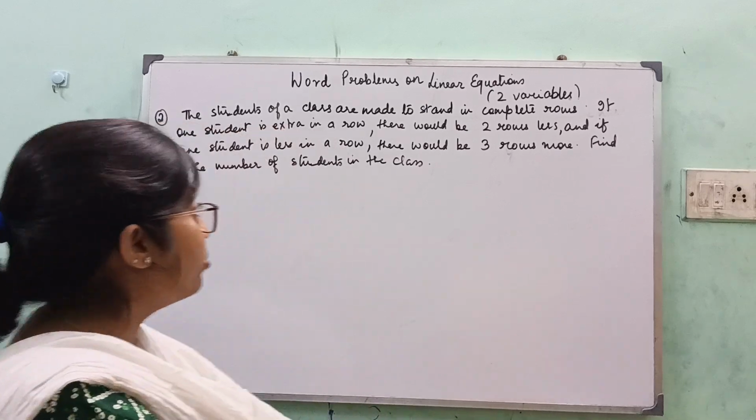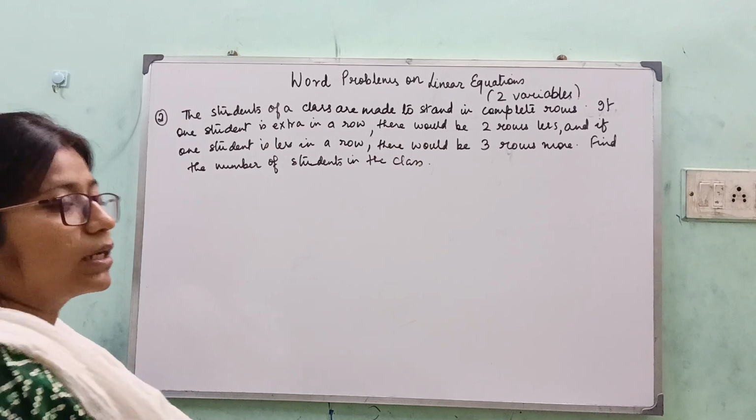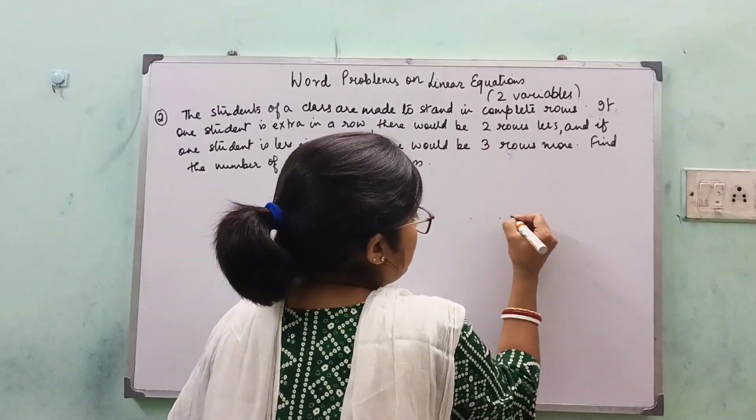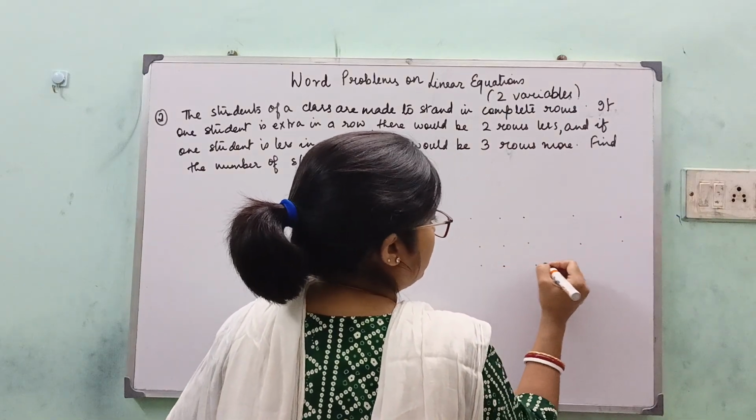Okay, the second sum on board. The students of a class are made to stand in complete rows. If one student is extra in a row, there would be 2 rows less. And if one student is less in a row, there would be 3 rows more. Find the number of students in a class. So there are students who are made to stand in rows. You can see here.